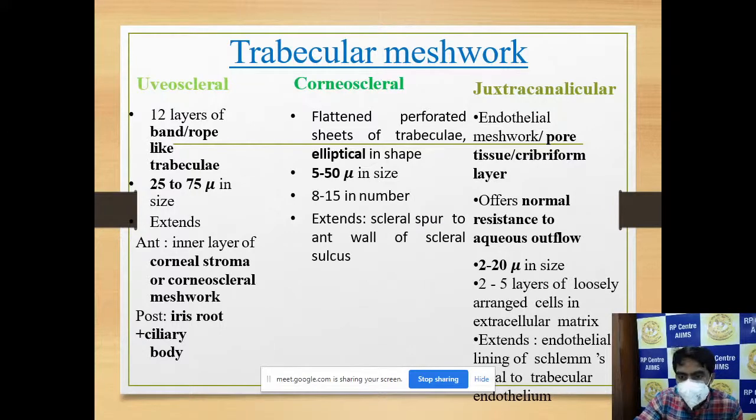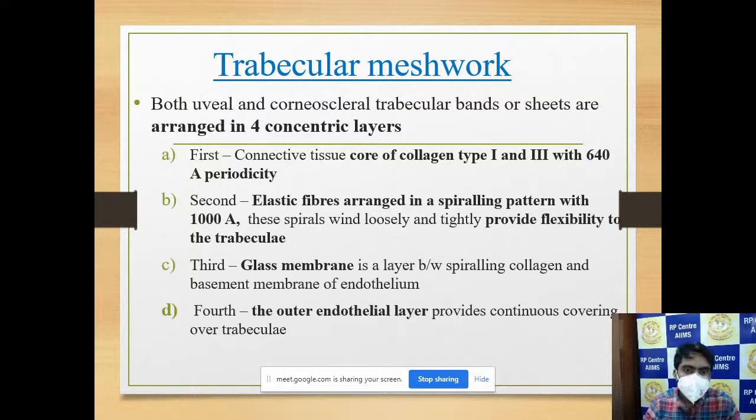Coming to the juxtacanalicular layer, which is 2 to 20 microns in size, it has 2 to 5 layers of loosely arranged cells in extracellular matrix. This is the actual trabecular meshwork which filters and gives normal resistance to the aqueous outflow. It is called by different names, like endothelial meshwork, port tissue, or cribriform layer of the trabecular meshwork also.